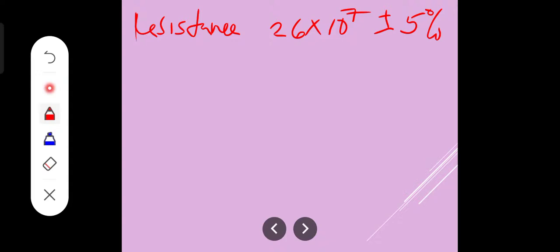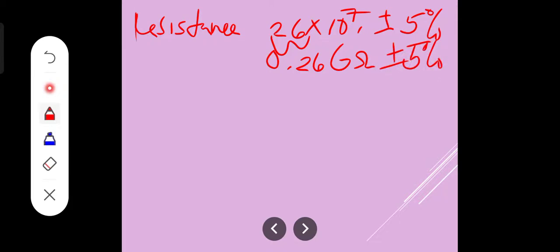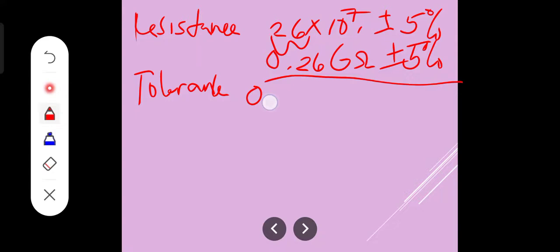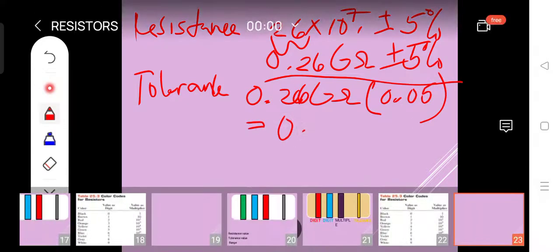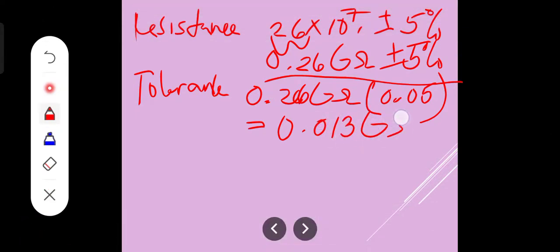Okay, so to make it easy, let's move the decimal place. So this portion will become 0.26 giga ohms kasi 10 raised to 9 na siya, plus minus 5%. Okay, so that will be the resistance. Next is for the tolerance. So for our tolerance, we have 0.26 giga ohms times 0.05. This will become 0.013 giga ohms. So that will be the tolerance.